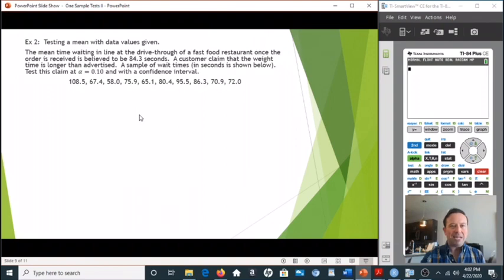So here we have a data set where we're going to have to enter the numbers into the calculator. The mean time waiting in line at the drive-thru of a fast food restaurant once the order is received is believed to be 84.3 seconds. A customer claims that the wait time is longer than advertised. A sample of wait times in seconds is shown below. Test this claim that the customer makes at alpha equals 0.010 and with a confidence interval.